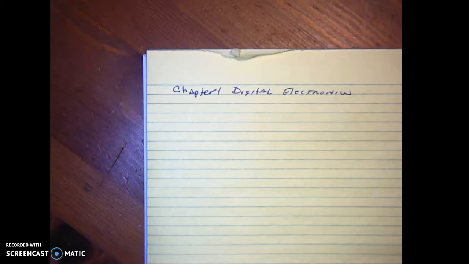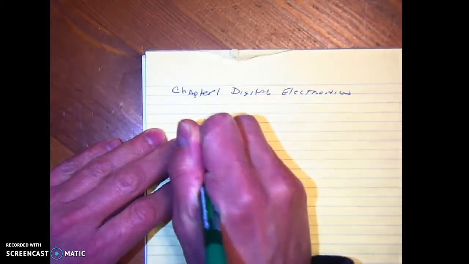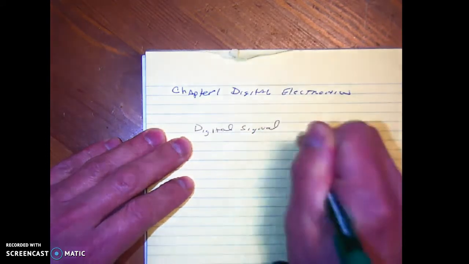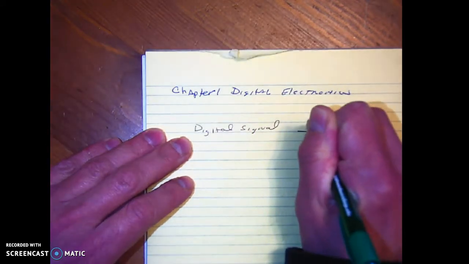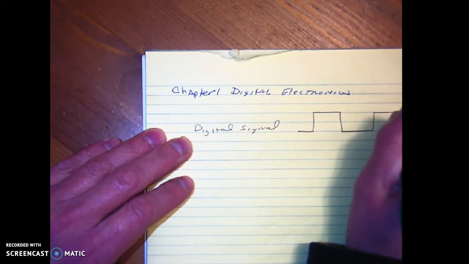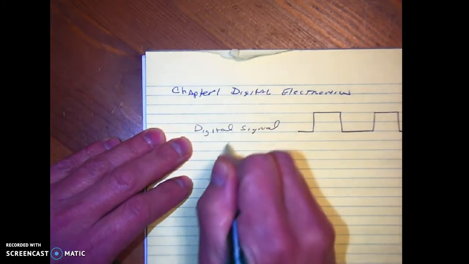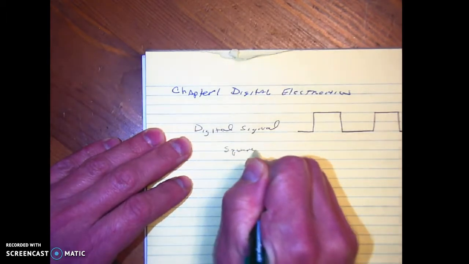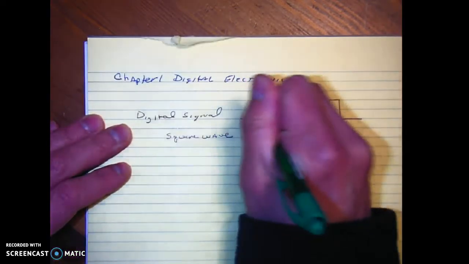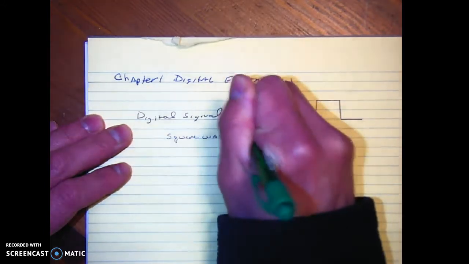So first thing we have to do is understand what is a digital signal. A digital signal is basically a square wave that has a high peak and a low peak, and it alternates. Most of the time, our digital signals are square waves. So we can say a digital signal is a square wave. It has an amplitude. We'll say this is the amplitude from here to here of 5 volts.